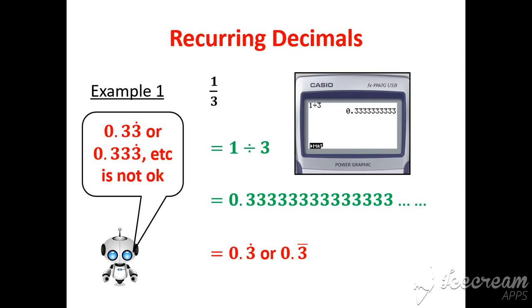If you write 0.3 and then 3 with a dot above a second 3, that's not okay. You must identify that as soon as the 3 recurs, you put a dot above the first 3. So people who write 0.33 with a dot or 0.333 with a dot above that, you're not going to get awarded marks for that.